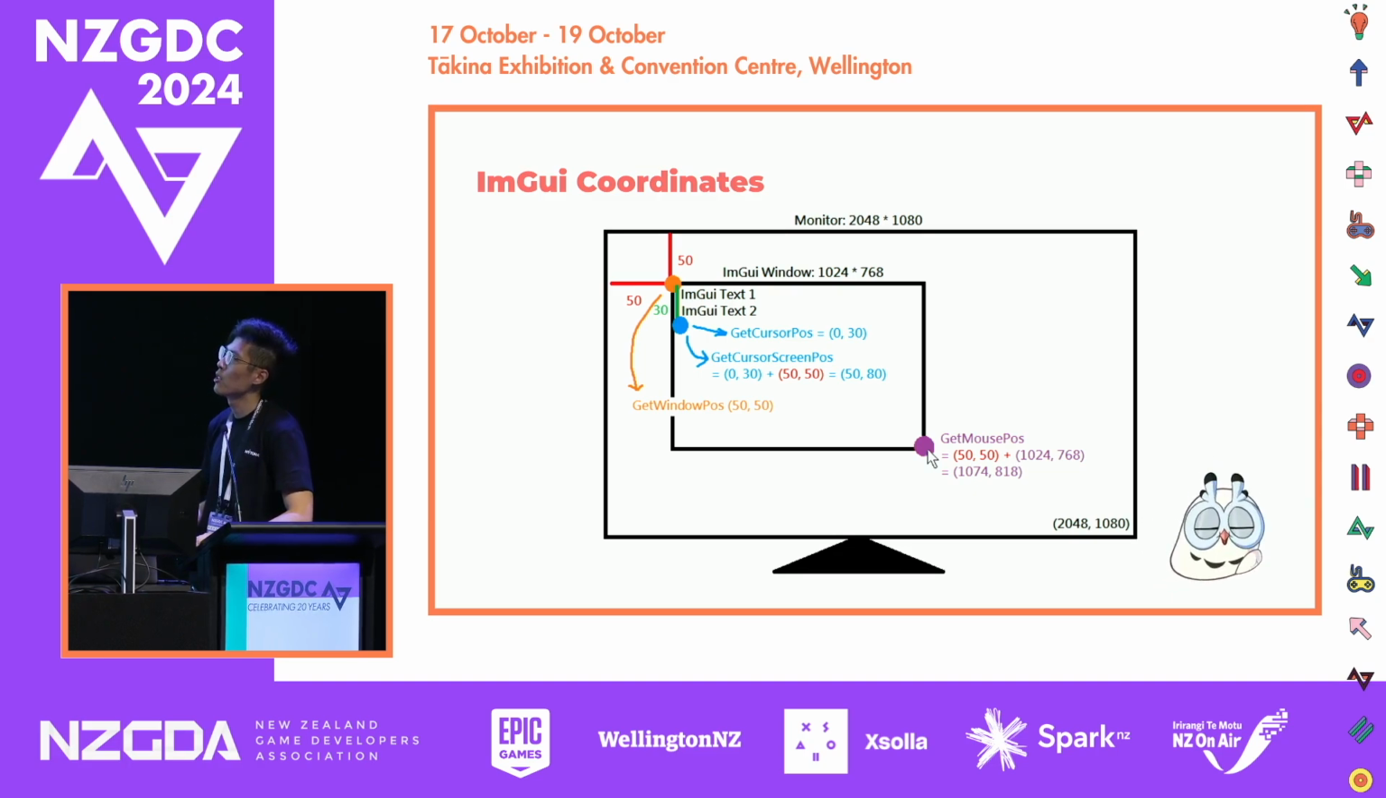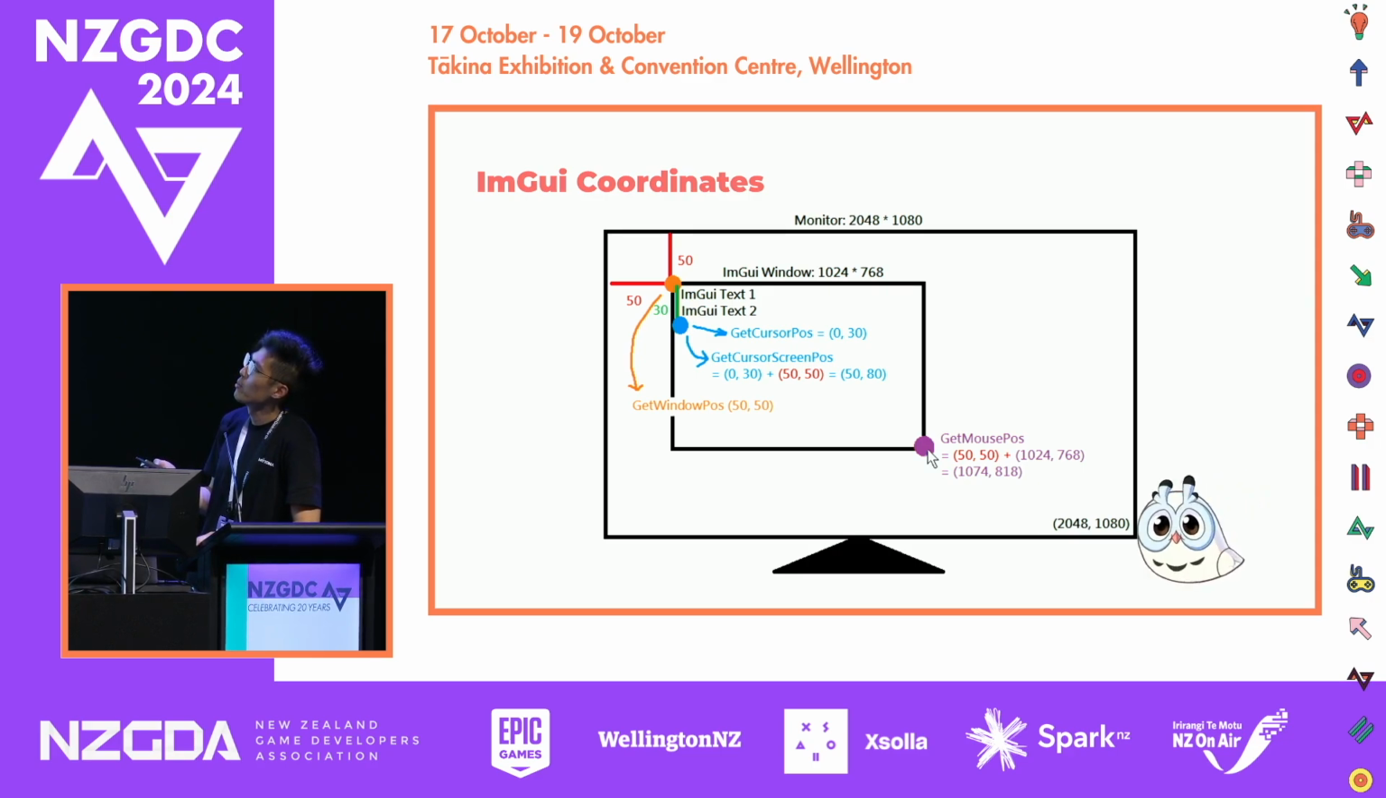Before we start drawing, we're gonna look at some coordinates. Super important if you wanna draw something useful. First, we're gonna look at the outer rectangle, which is the monitor, 2048 by 1080. And the Dear ImGui window, the inner rectangle, located at 50 by 50 coordinate in screen space.